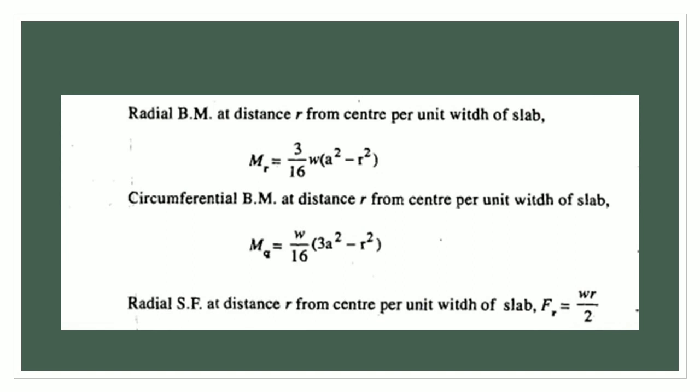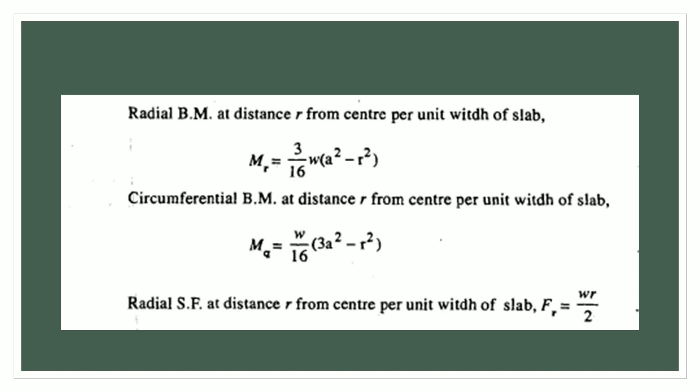So, the radial moment at the center is 3/16 WA². The radial moment at the edge is 0, whereas the radial bending moment at a distance r from the center per unit width of slab is 3/16 W (A² minus R²).